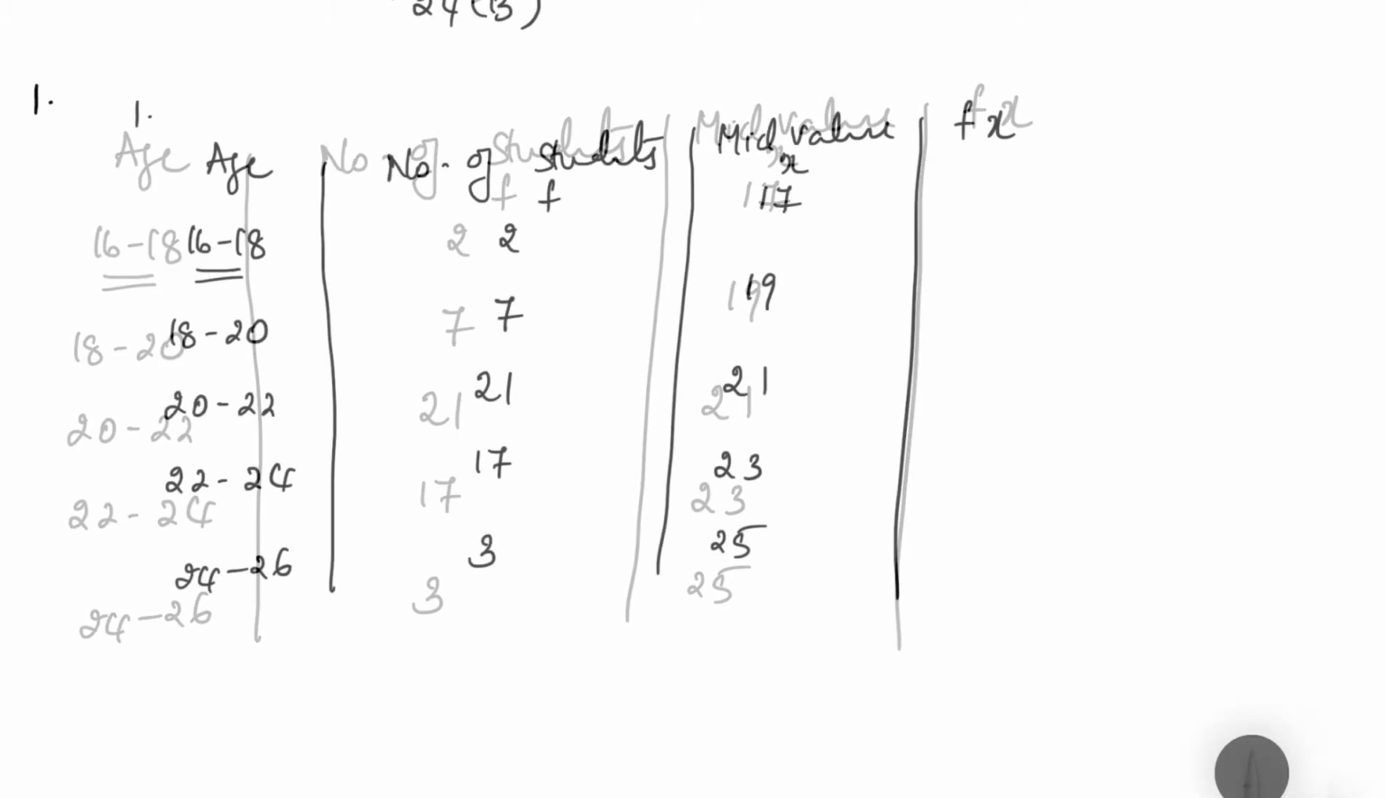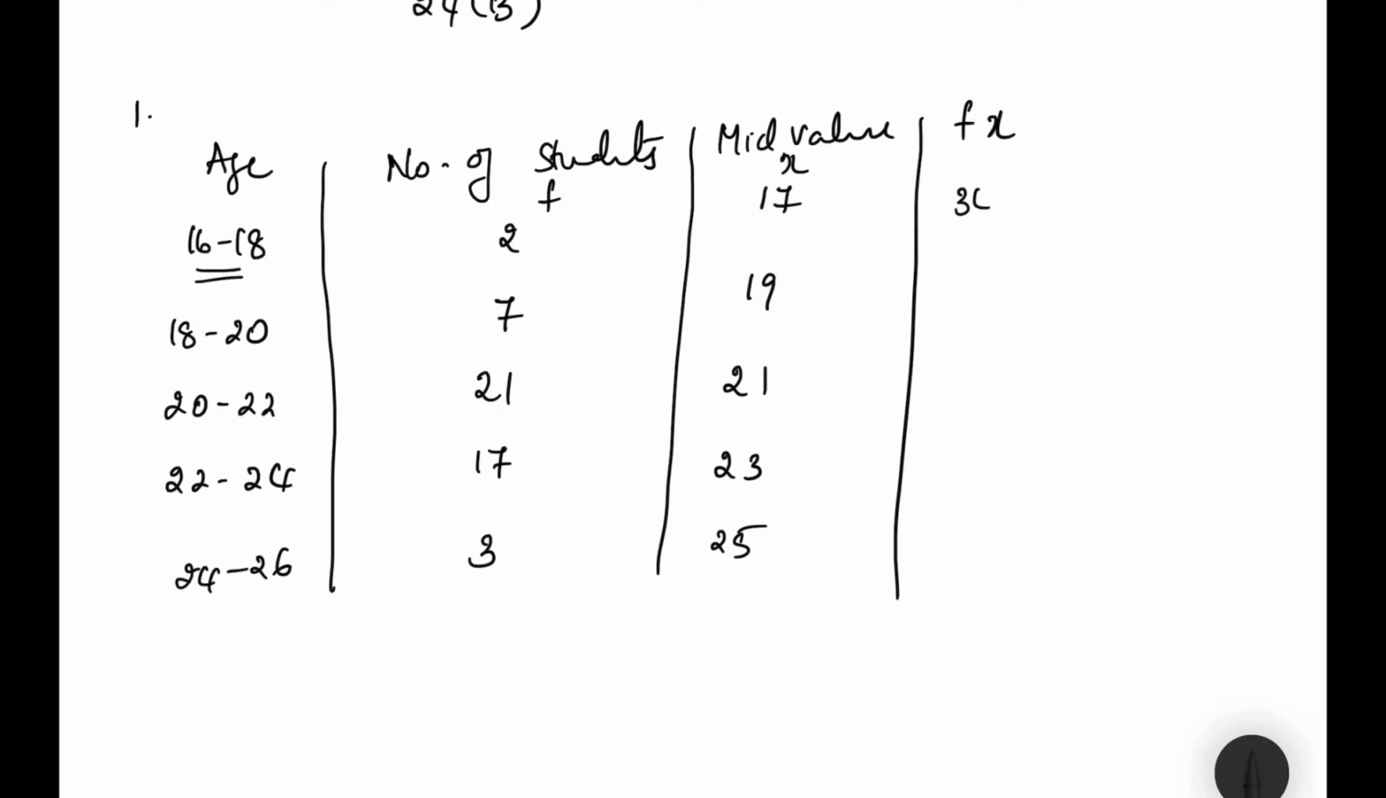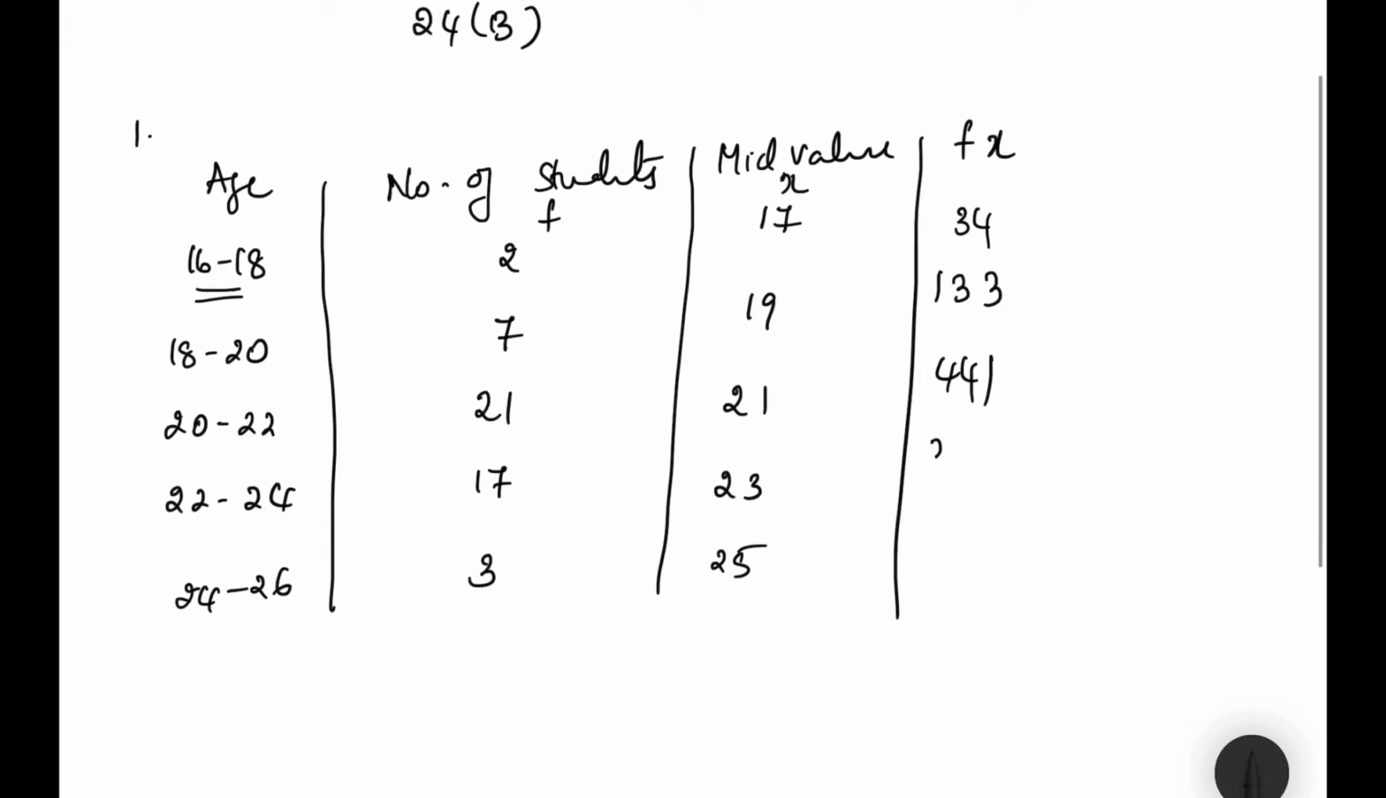So let us find the fx now. 17 into 2 is 34. Next, 19 into 7 is 133. Then 21 into 21 will give you 441. 17 into 23 will give you 391. Then 25 into 3 is 75. This is very easy to solve, but the problem is you can make a silly mistake and lose marks, so avoid that. Now 34 plus 133 plus 441 plus 391 plus 75.